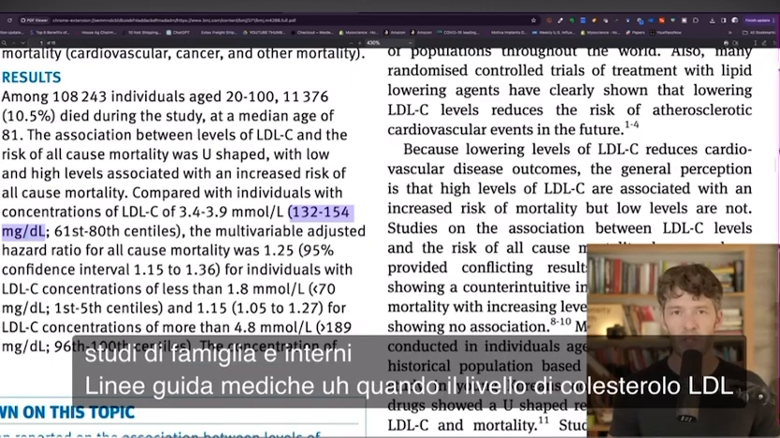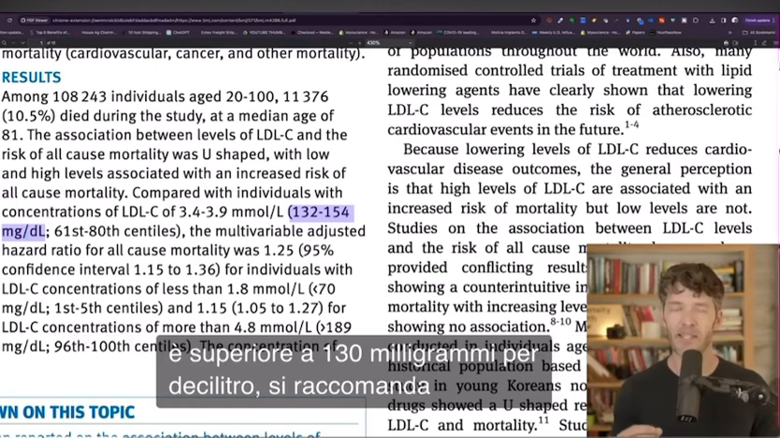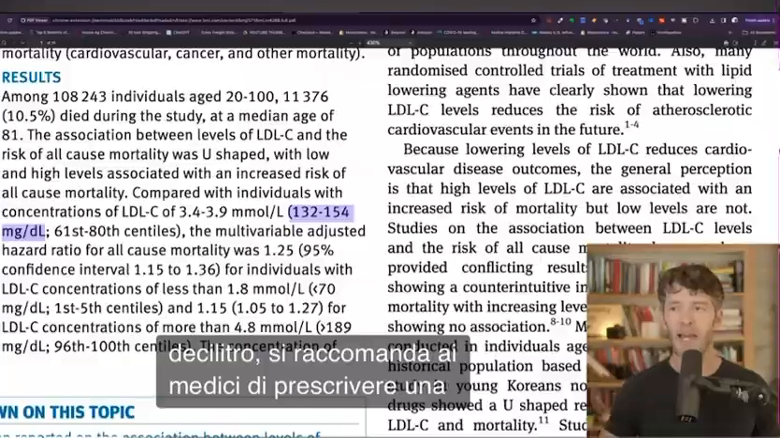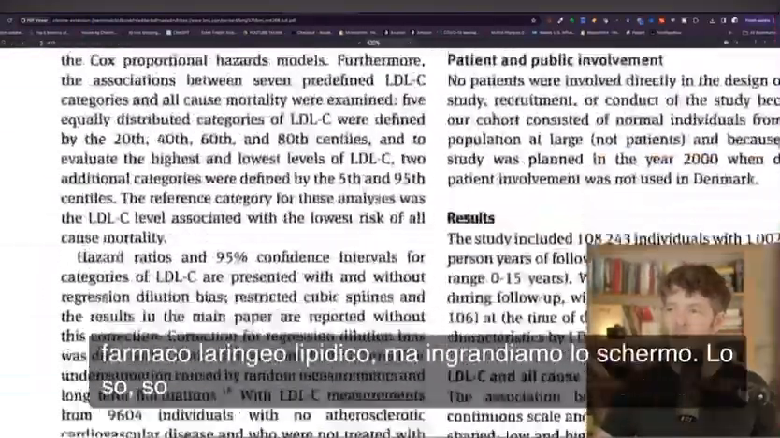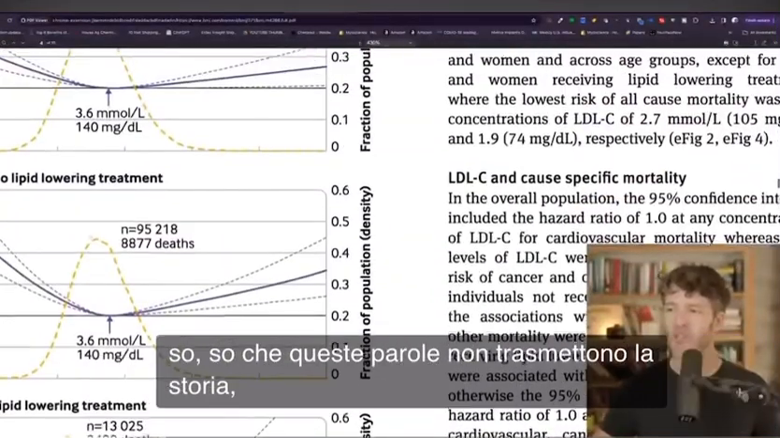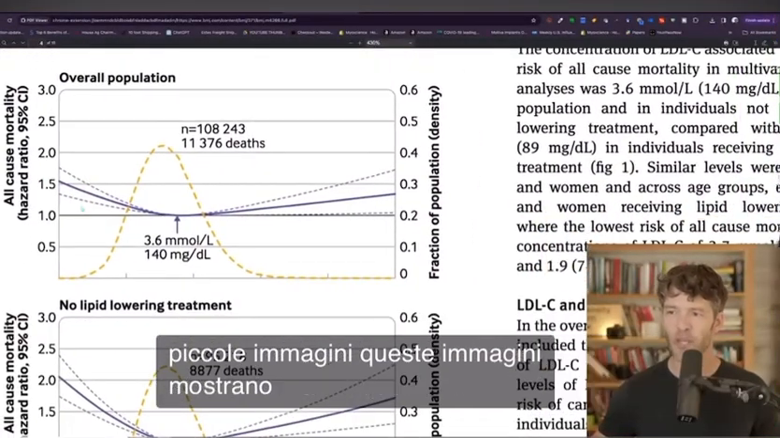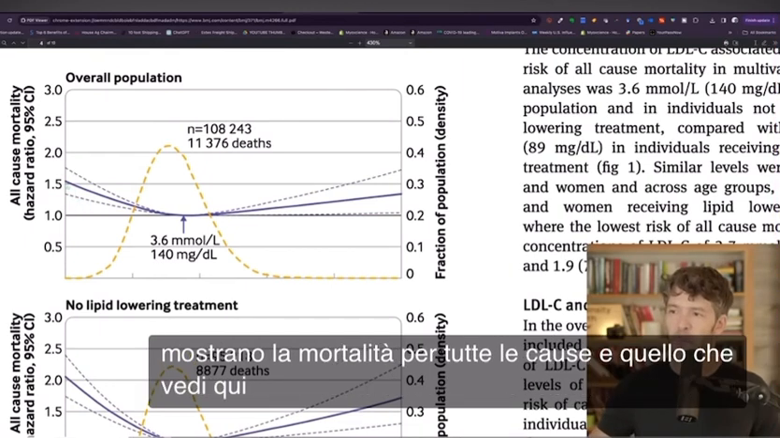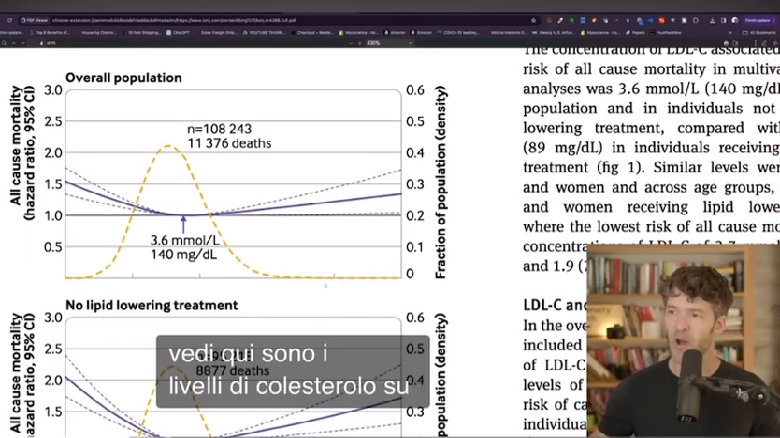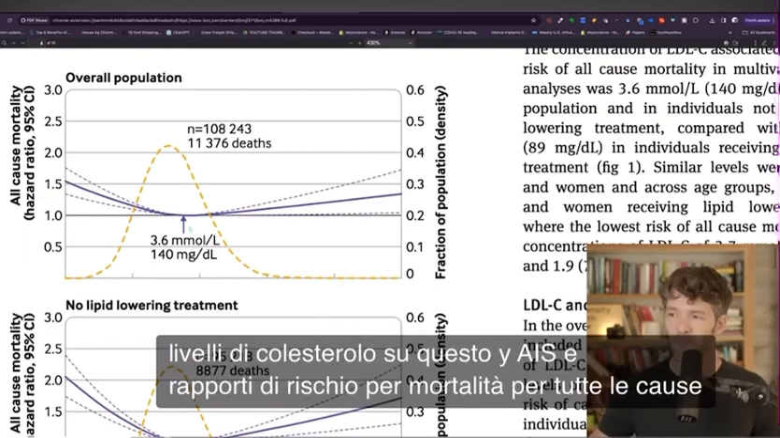When an LDL cholesterol level is over 130 milligrams per deciliter, it's recommended that clinicians prescribe a statin, a lipid-lowering medication. But let's zoom down. I know these words don't convey the story, so we're going to focus on pretty little pictures. These pictures are showing all-cause mortality. And what you're seeing here are cholesterol levels on this y-axis and hazard ratios for all-cause mortality.